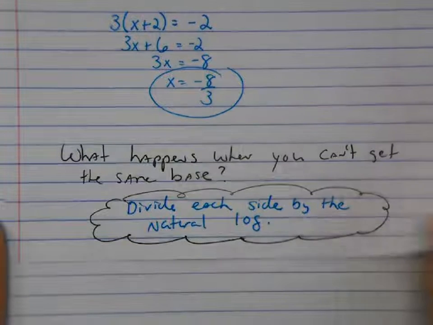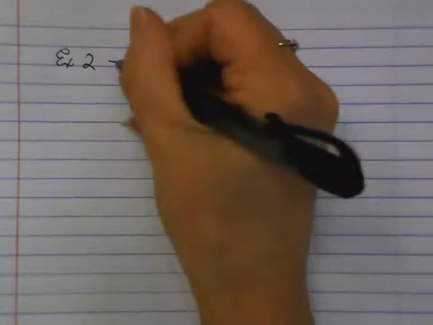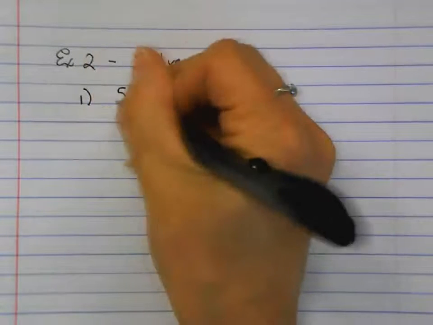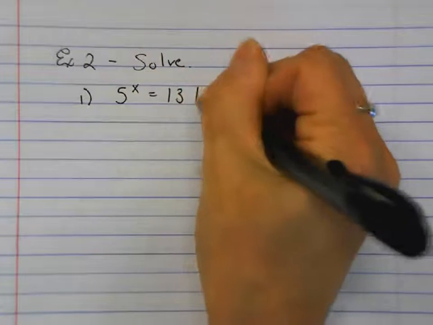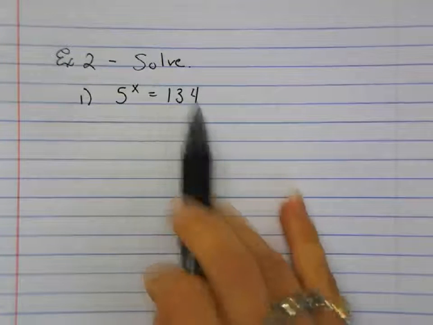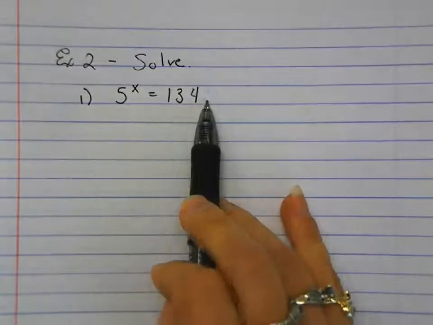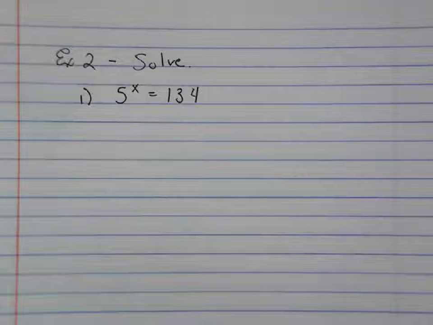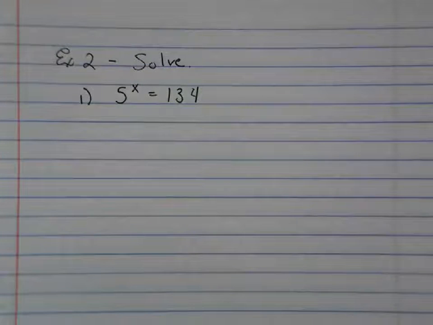Okay, so let's look at some problems that require that we can't get a common base. So I have 5 to the x power is equal to 134. There's no way you can write 5 to some power to get 134. You just can't do it. So first thing I'm going to do is divide each side by the natural log. Actually, change your notes. It should say take the natural log of each side.